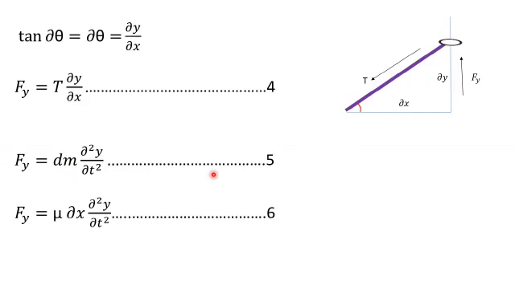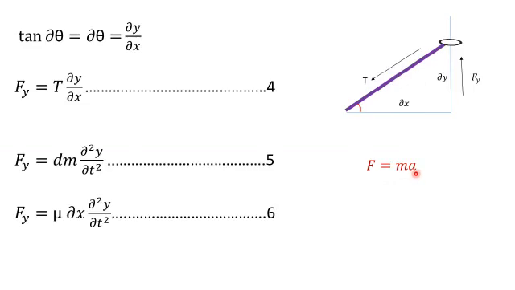Now from Newton's second law, F is equal to ma, we can write a new equation, because this net force is given by Newton's second law. Here F is equal to f of y, while m is the mass of the moving object, which is dm here, the mass of the string element. A is the acceleration of the moving object.